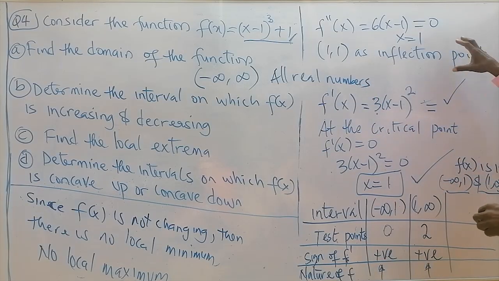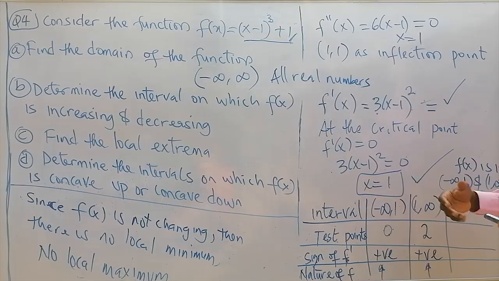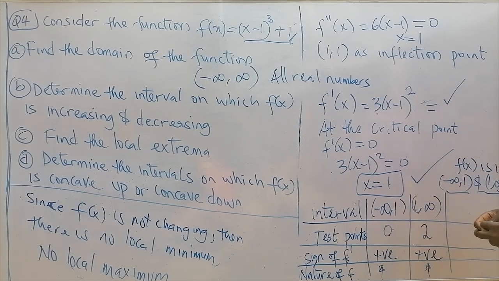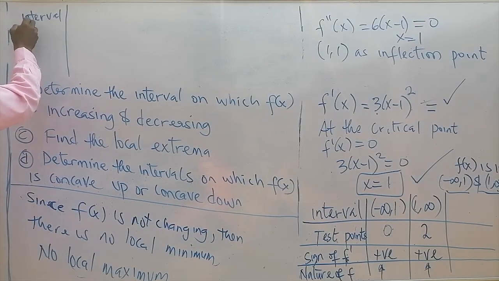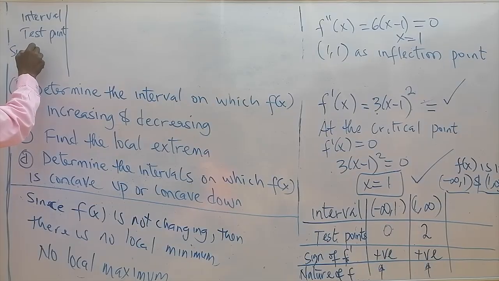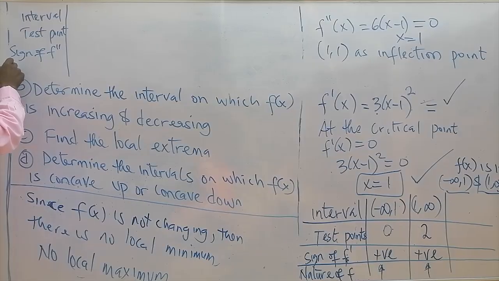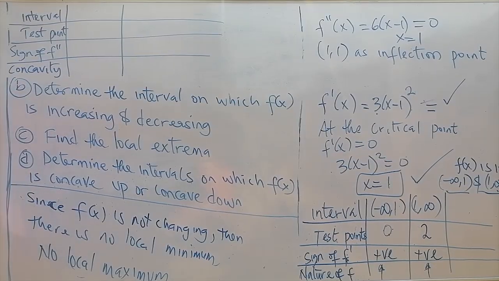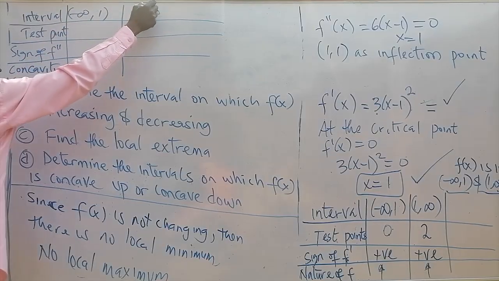If you want to get concave up or concave down, you do the second differential and equate it to 0 so you can get your inflection points. And we're going to use that value also to get the intervals at which the function is concave up or concave down. So we create a table also, as we did for the other one. We create a table with our interval, the test points, the sign of the second differential, and then the nature of f of x. So the interval is going to be minus infinity to 1, and then 1 to infinity.